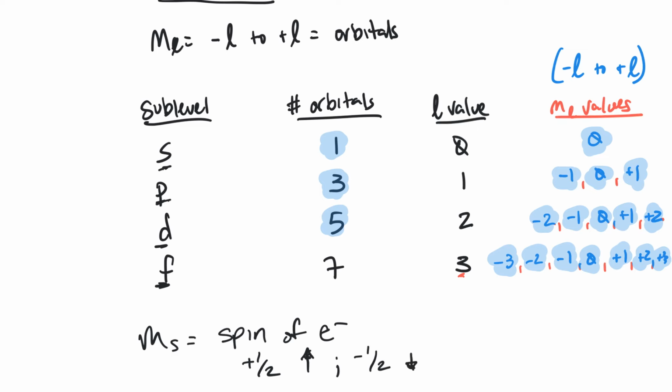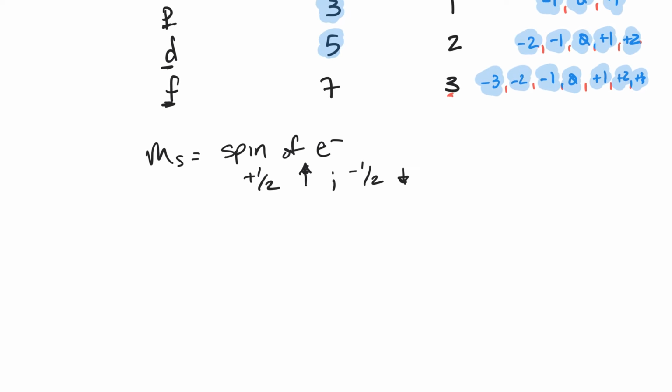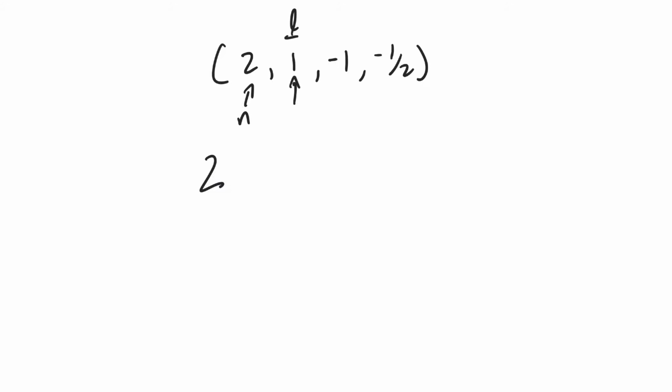So let's put this whole thing together. How does that look? Let's just say we have the quantum number set 2, 1, -1, -1/2. Here it's saying this is the energy level, so it's in the second energy level. Here is telling you the sublevel. We know that L equals 1 is sublevel P. We know that P has 3 orbitals, so I'm going to write it out with my 3 orbitals.